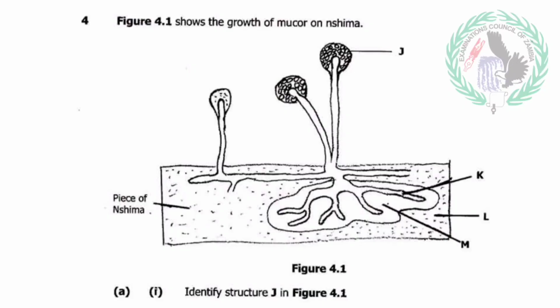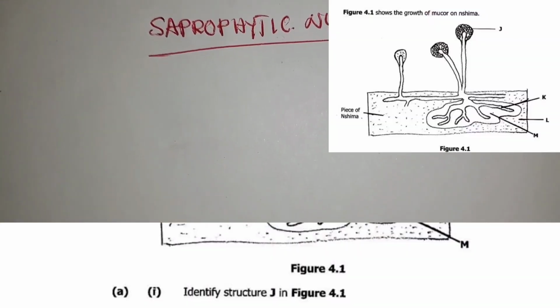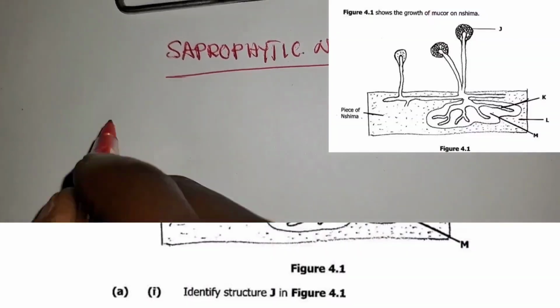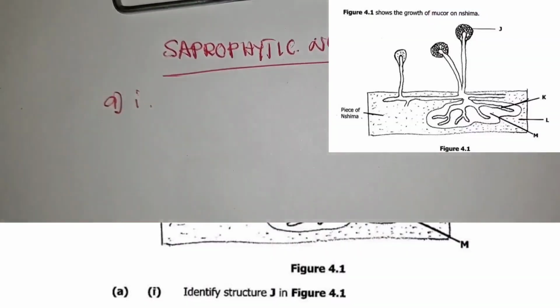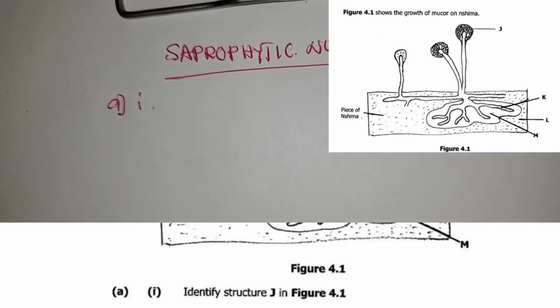Let's look at saprophytic nutrition, guys. By answering this question, the question reads: figure 4.1 shows the growth of mucor on shima. Then the first question, question A1, says: identify the structure labeled J in figure 4.1.